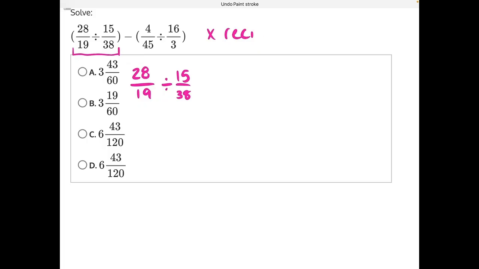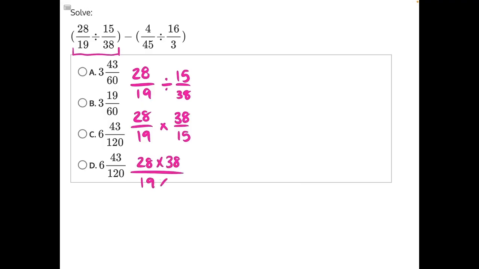So we can actually say that this is 28 over 19 times the flip or reciprocal of this fraction. So flip your numerator and denominator to make this fraction 38 over 15. And now we can continue as normal. 28 times 38 over 19 times 15. Now, we can separate 38 into a factor pair of 19 times 2, which will just simplify our multiplying process. This becomes 28 times 19 times 2 over 19 times 15.